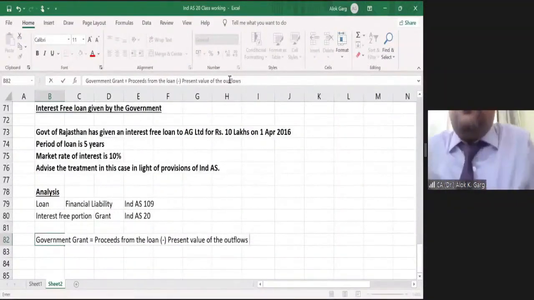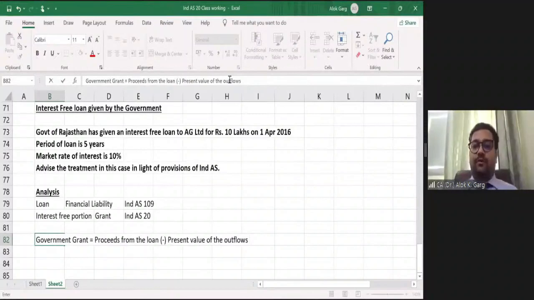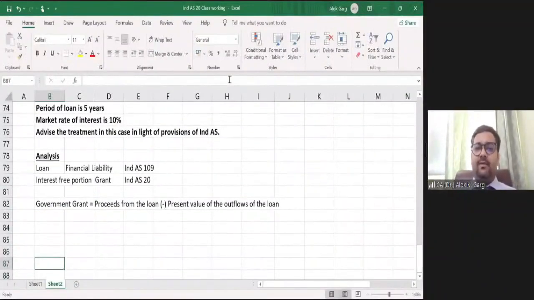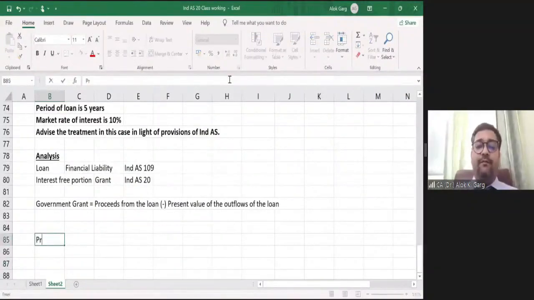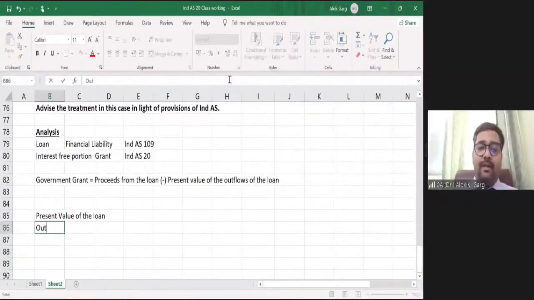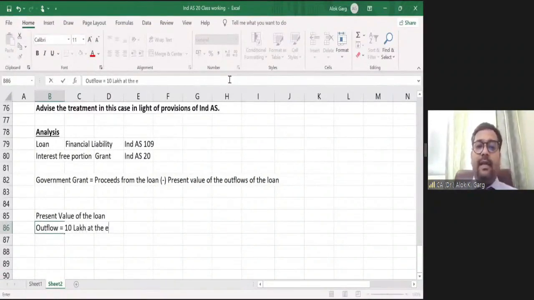Okay, minus the present value of the outflows of the loan. So friends, in this case, what will be the treatment and how will the calculation go on? First of all, to calculate the present value of the loan, what will be the outflow? The outflow will be 10 lakh rupees, because it is an interest-free loan. So the outflow will be 10 lakh at the end of 5 years.